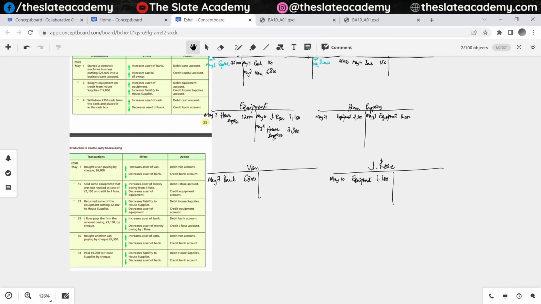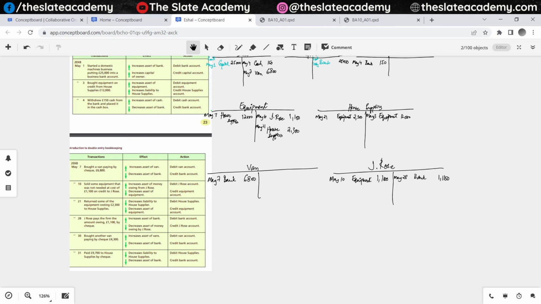So what do we have to do? We have to credit the J Rose account. J Rose credit 1100, and she pays by check. So we will debit the bank on what date? May 28th? May 28th. And then we go to the bank account.